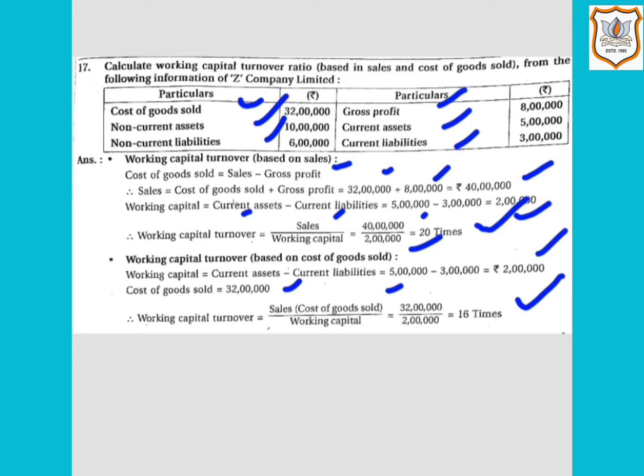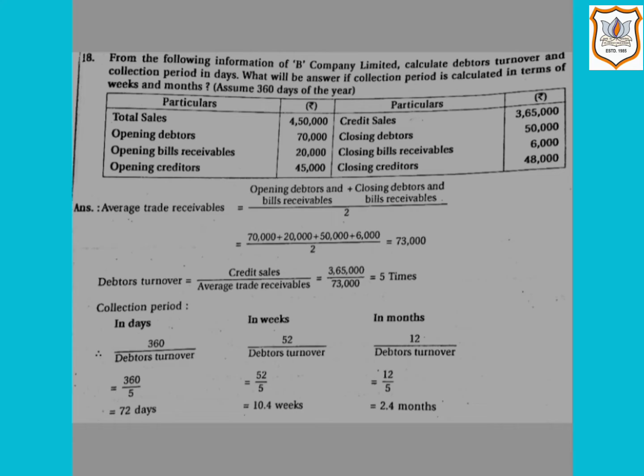Working capital turnover ratio shows the number of times the working capital has been employed in the process of carrying on business. Or we can say that from this ratio one can see how many times the working capital generates. Higher the ratio, lower the cost of goods sold. Now let us see next question.